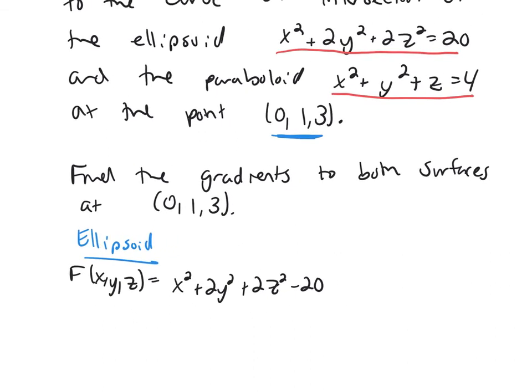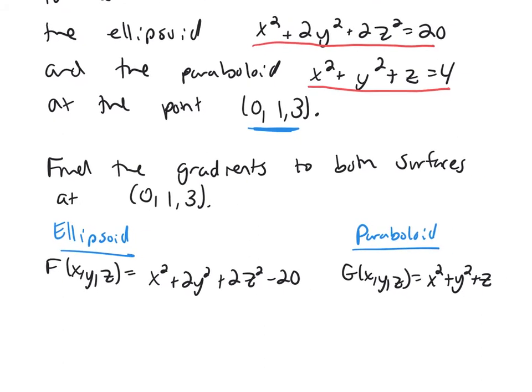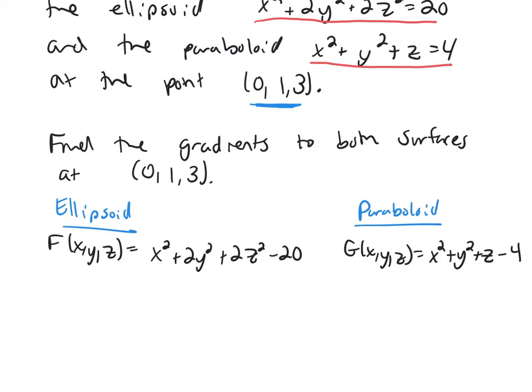And we're going to take our paraboloid. We'll call that function g. So if I move the 4 over, it'll be x squared plus y squared plus z minus 4. And we're going to start by finding the gradients of these. So the gradient of f: take the derivative with respect to x, 2x i, plus the derivative with respect to y, 4y j. The derivative with respect to z is 4z k.